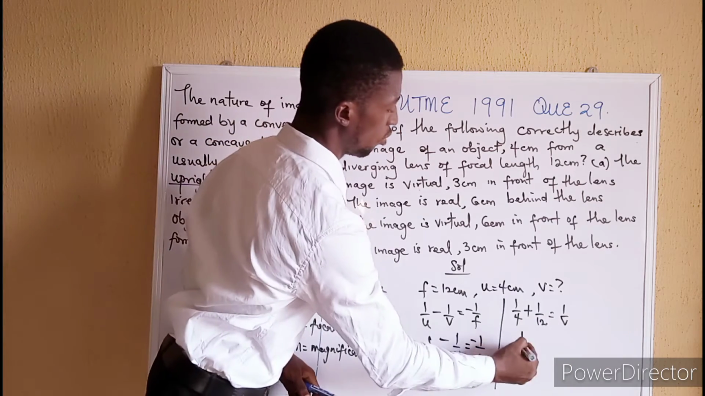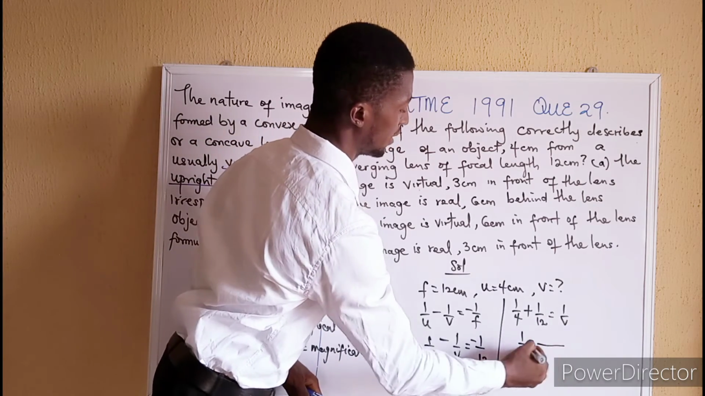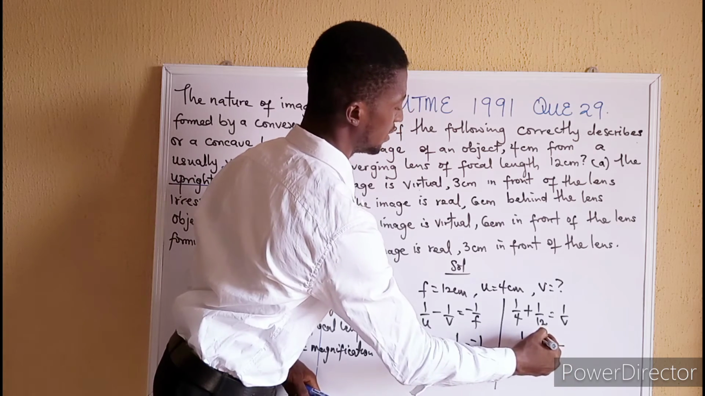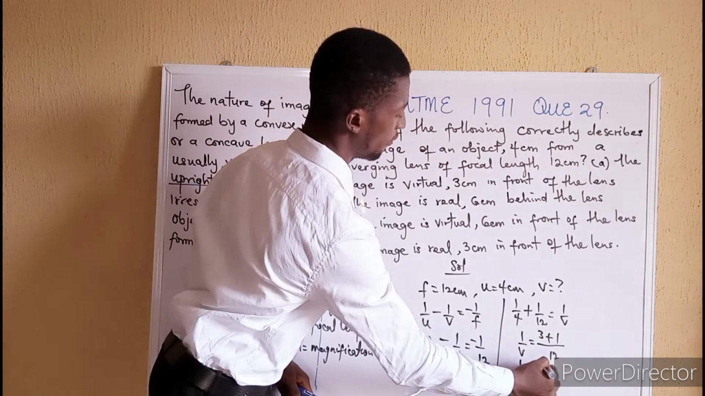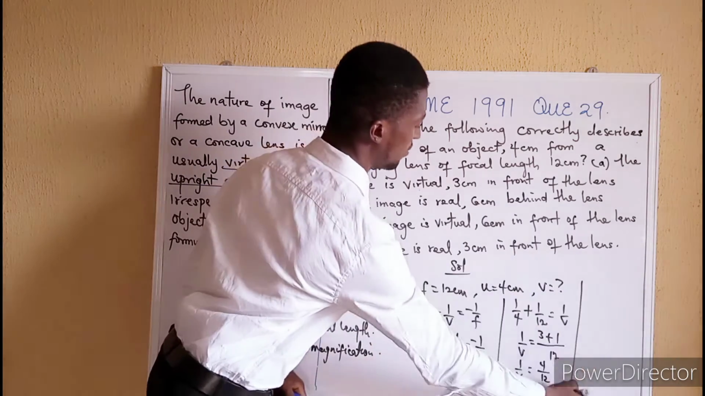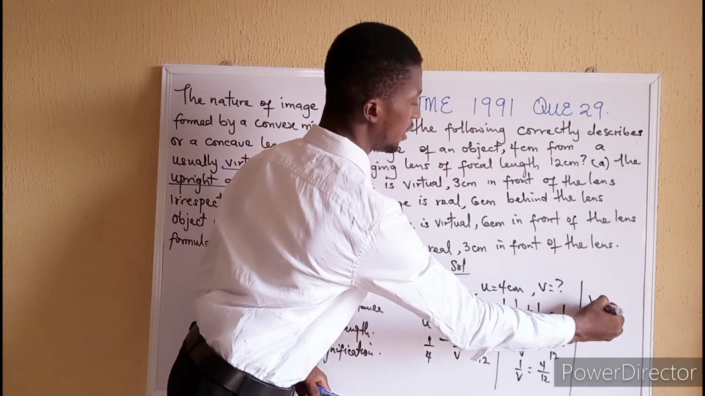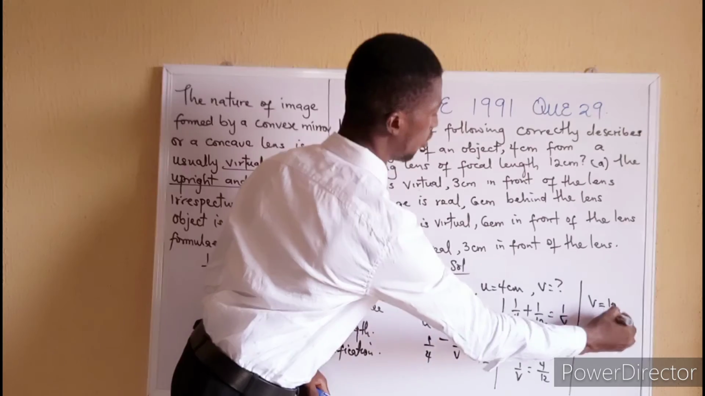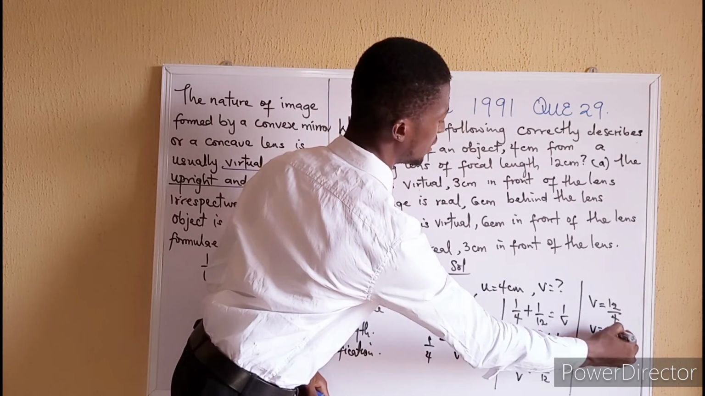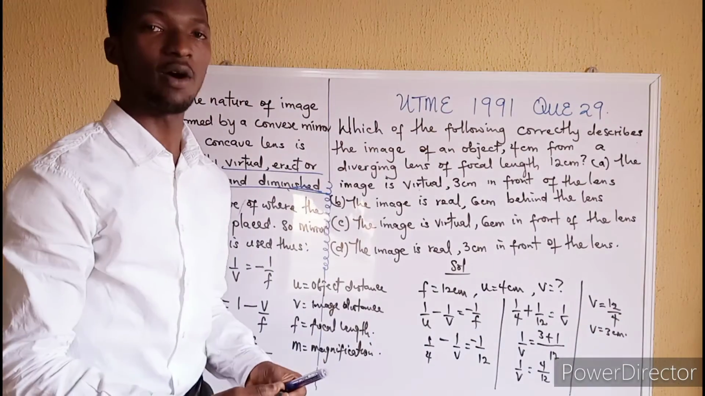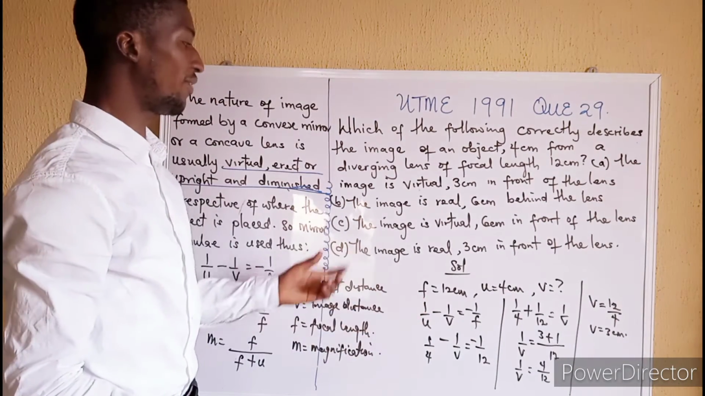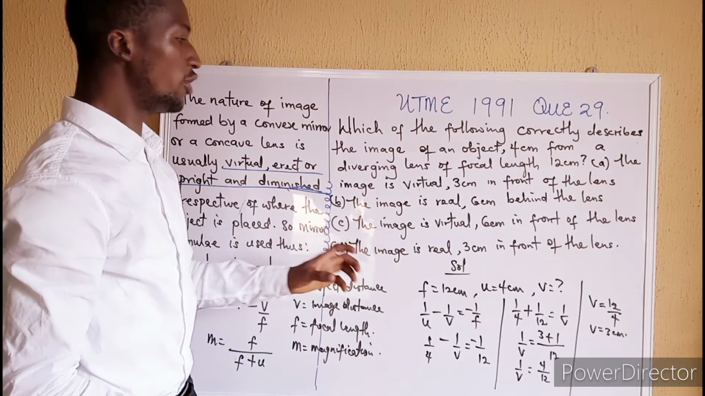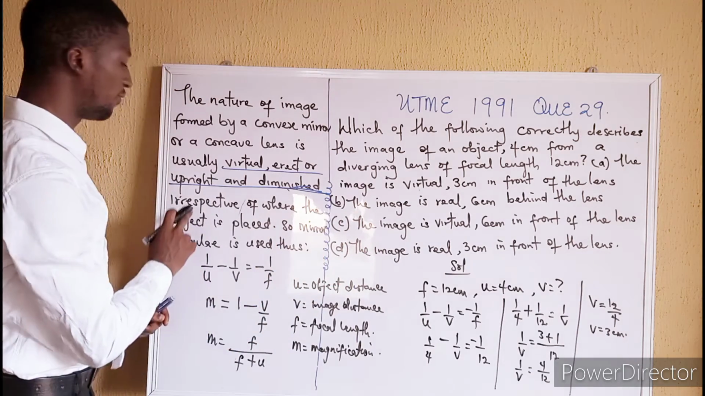So I have 1 over v now equals, that is 3 plus 1, and we have 1 over v is equal to 4 over 12, and at the same time you can have v equal to 12 over 4. So here we have v to be 3 cm. Since v, that is the image distance, is 3 cm, we also have that the nature of the image is always virtual.